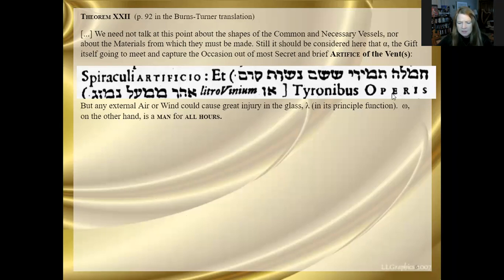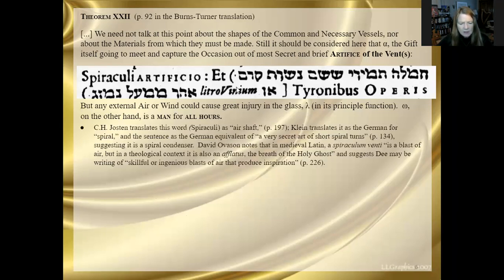We already talked about the Tyrian work here. Let's go back and look at this most secret and brief artifice of the vents. C.H. Josten, who did the 1964 scholarly translation, translates that spiraculi as an air shaft. Now, it's a plural word, but there are other things in the sentence that make you think it should be singular. Nancy and I also translated it as singular, as vent, but you could make it vents if you wanted. It would just make the other part of the sentence sound odd.